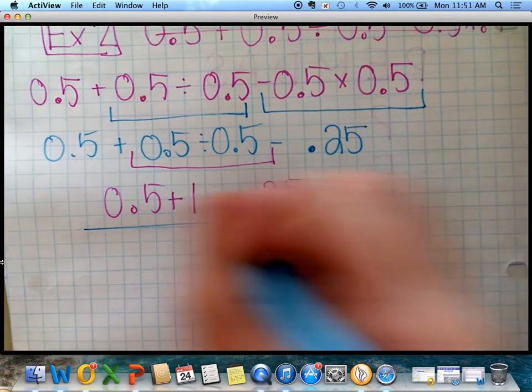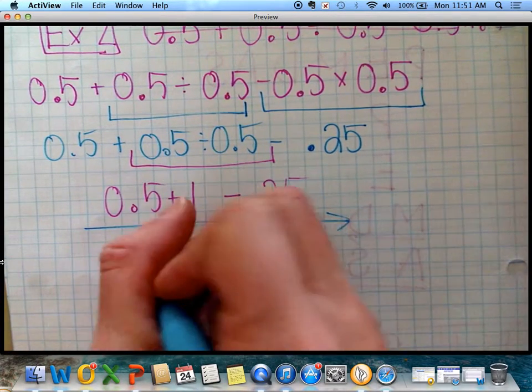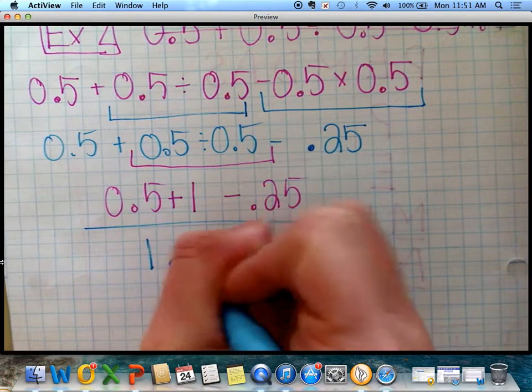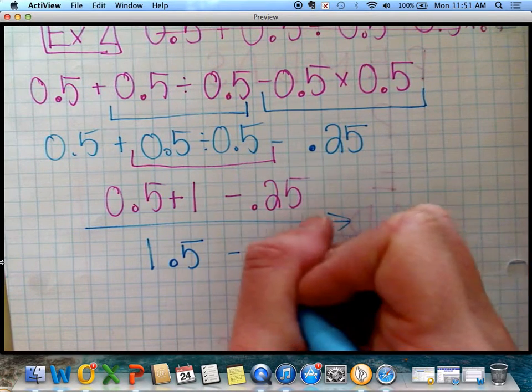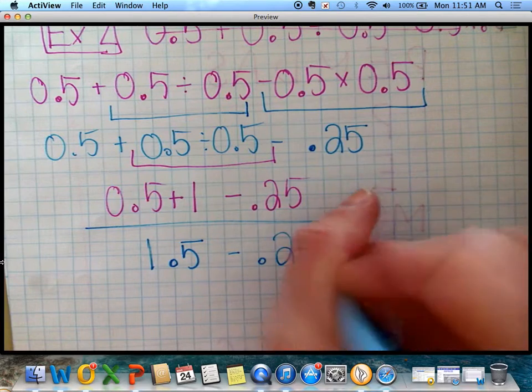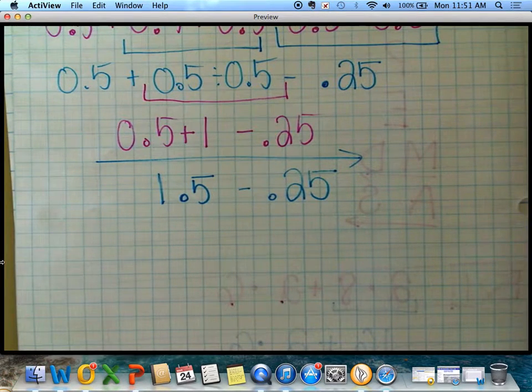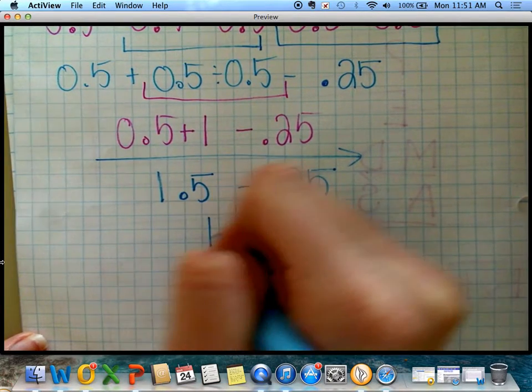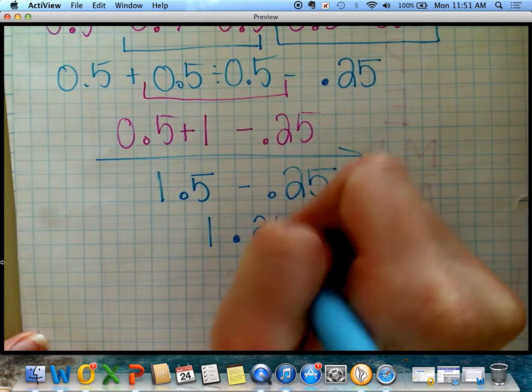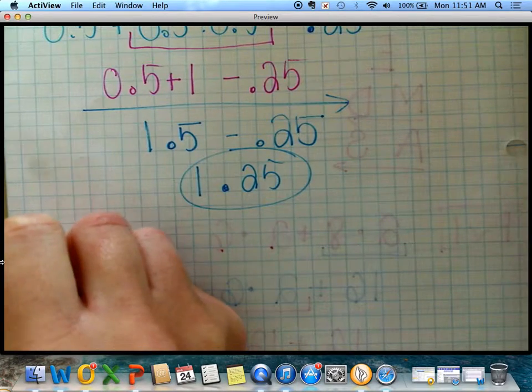Add 0.5. Yep, so I've got 1.5. Everything down that does not change. 1.5 minus 25 hundredths is 1.25. Good. All right, example 3.